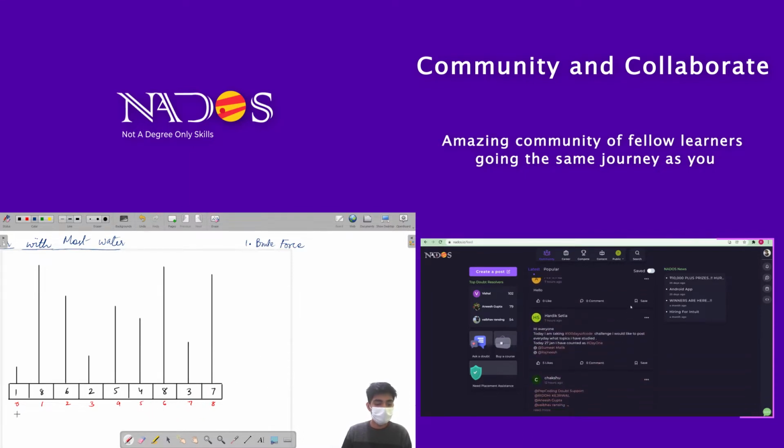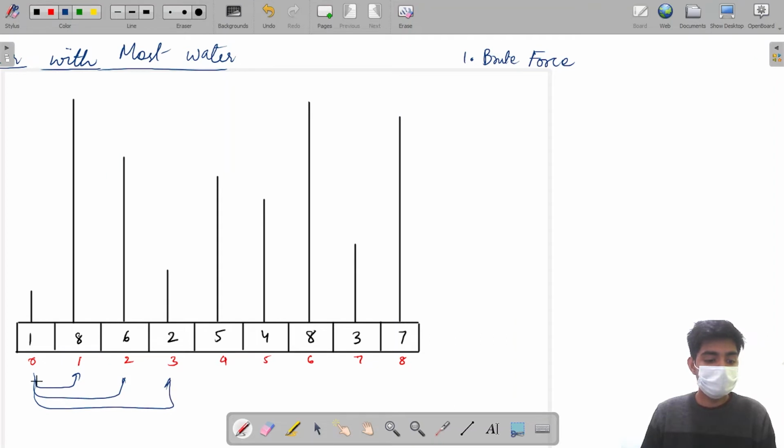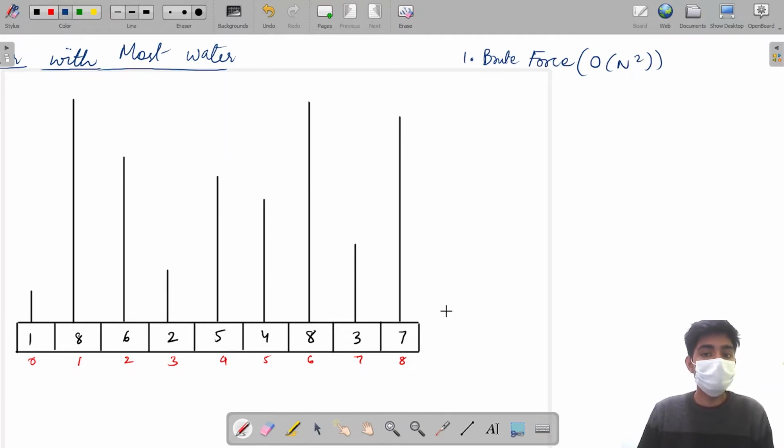Okay, what I'm trying to do is compare every single pair. So my brute force approach is going to take me O of n square complexity. Why? Because if I have n numbers, then I'm traversing n elements n number of times. Okay, so it is going to take me O of n square.